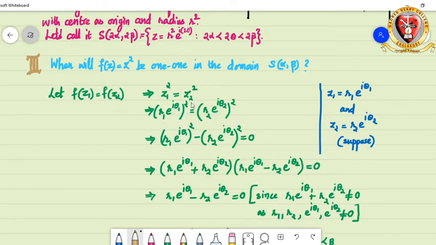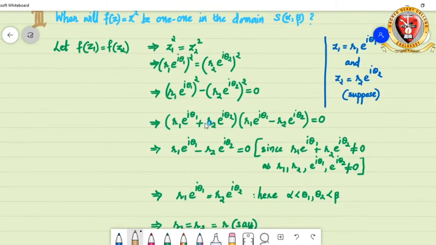Bring this term to the left side, that will give you a minus, and this is nothing but a square minus b square form. So you can write it as a plus b into a minus b. And definitely you know that the first term sitting here can never be 0 because r1 and r2 are radii, and they are strictly greater than 0, and the exponential function can never be 0. So this term is purely non-zero, that we know. So the other term has to be 0.